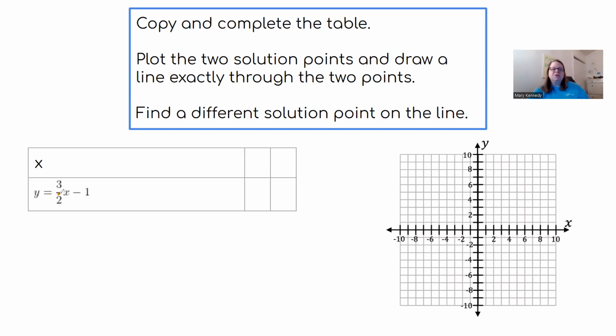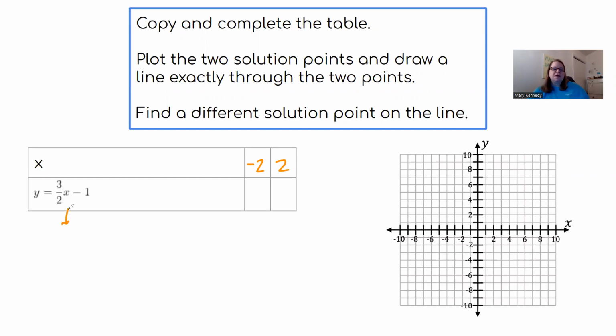And I would pay attention to the denominator. If there's a fraction in the slope here, the number in front of x, that denominator can be helpful to you. I would just say it's a 2. So I'm going to use a multiple of 2 for my x value so that I don't end up with a fraction for my y value. It's just a way to kind of avoid that. Keeps the graph looking a lot cleaner. And so I could use -2 and +2, for instance.